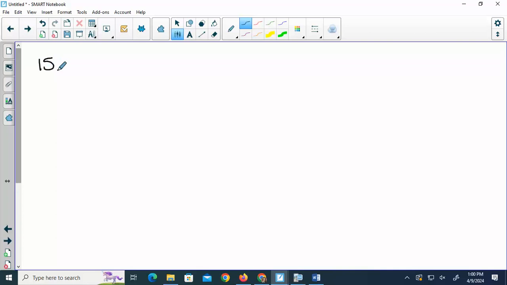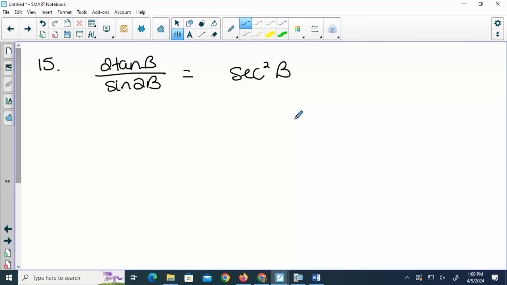Problem 15. 2 tangent b over sine 2b equals secant squared b. Which one did you box in? The right part. Right. Okay, so when I'm looking, I'm probably going to go to sines and cosines, look for any formulas that we can do.